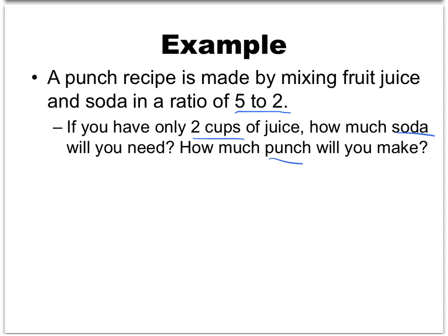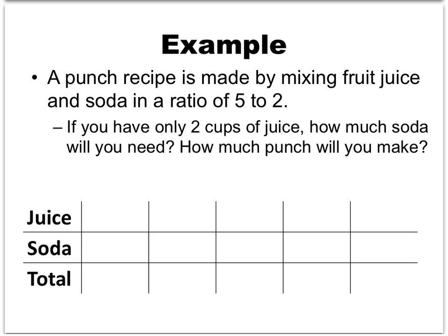And so to solve this, we're going to use a ratio table with 3 rows, one for the juice, one for the soda, one for the total. And so let's put our original ratio of 5 to 2. Let's use units of cups here because that's what was given in the question. And so if we have 5 cups of juice, 2 cups of soda, we're going to make 7 total cups of punch. And now it says we only have 2 cups of juice. So that means we want a 2 here in this first row.